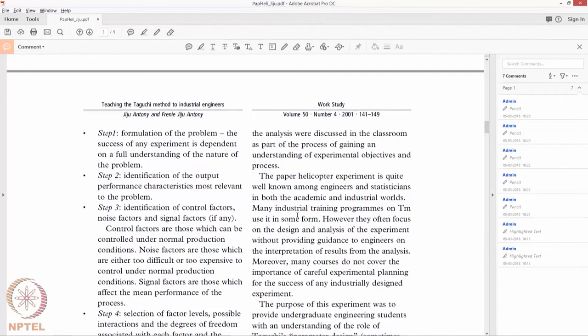We are talking about control factors, noise factors and signal factors. Signal factor is nothing but the mean. Noise factor is the variation of that value, and control factors are the factors that you are able to control. That is what this says. Control factors are those which can be controlled under normal production conditions. Noise factors are those which are either too difficult or too expensive to control. Signal factors are those which affect the mean performance of the process. These are things that we have already discussed.